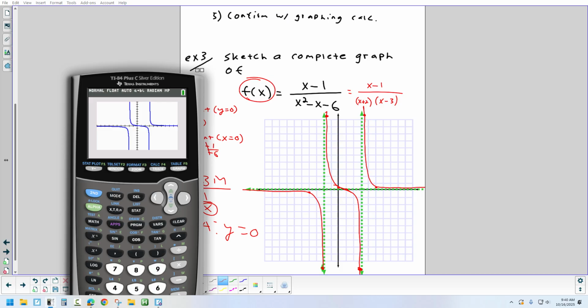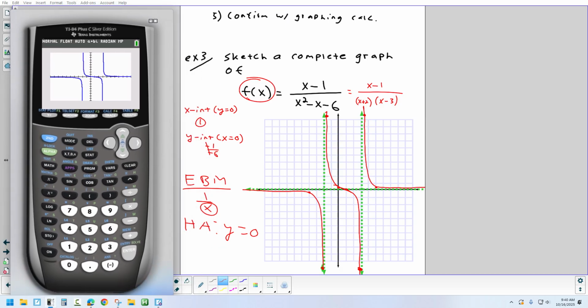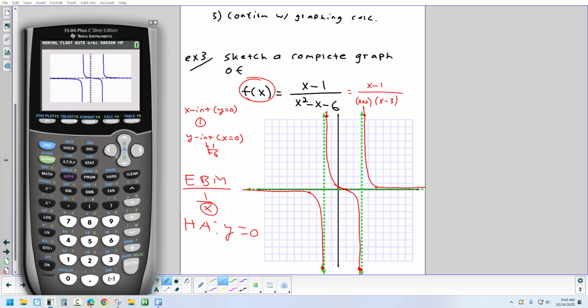Any question on that? So every time you have a vertical asymptote, it's going to break your graph into another section. We generally don't do more than 2 vertical asymptotes, which breaks it into 3. We will have some with just 1 vertical asymptote, which breaks it into 2. Questions on that?